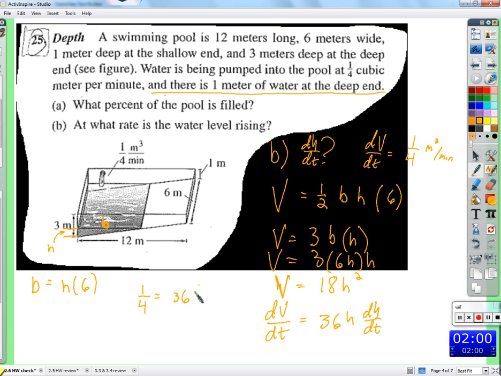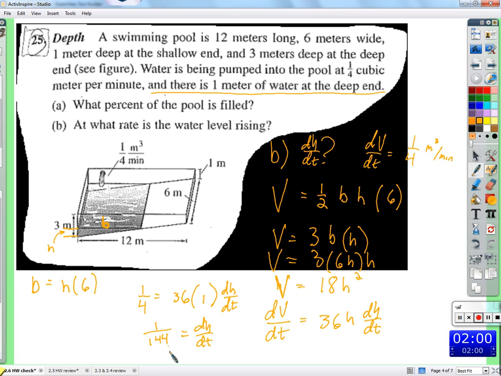Alright, 36 times, do you know the height? It's 1, right? We're talking about this guy right here. There is 1 meter of water. So times 1 times dh/dt, the thing we don't know, the thing we're trying to solve for. How do we solve for dh/dt? Divide by 36. So 1 over 36 times 4? 144 equals dh/dt at that very instant.